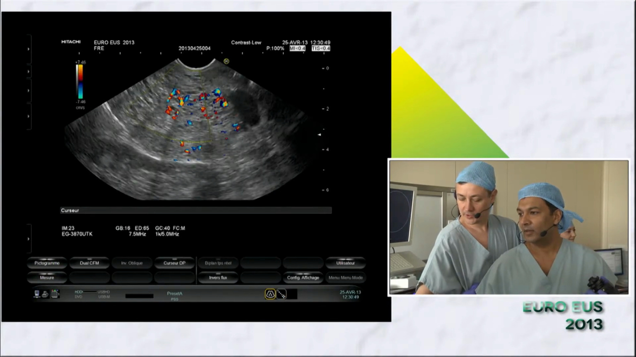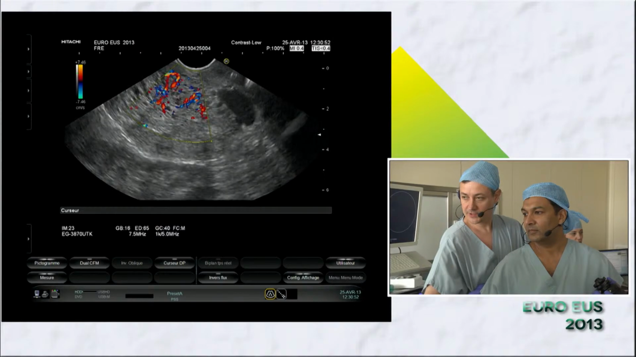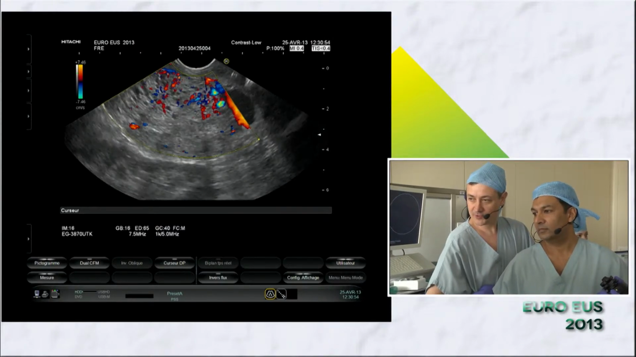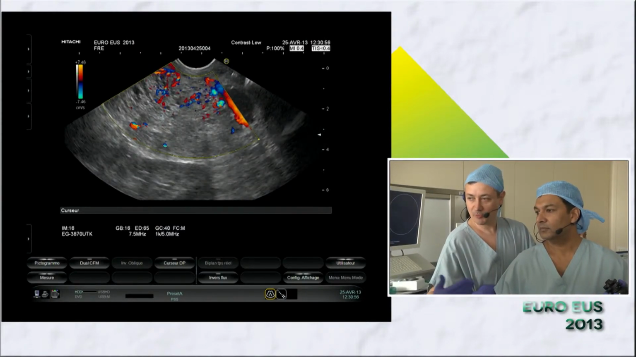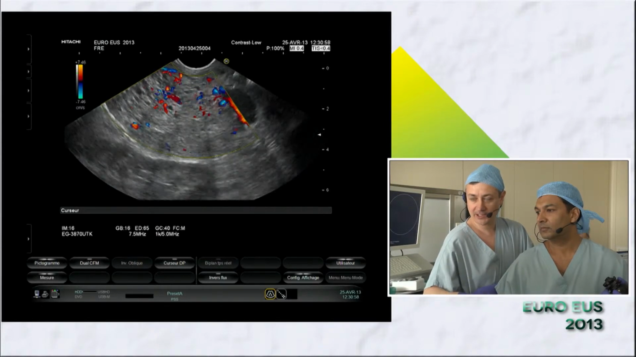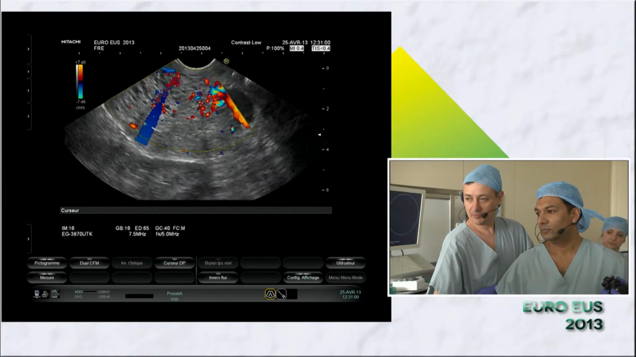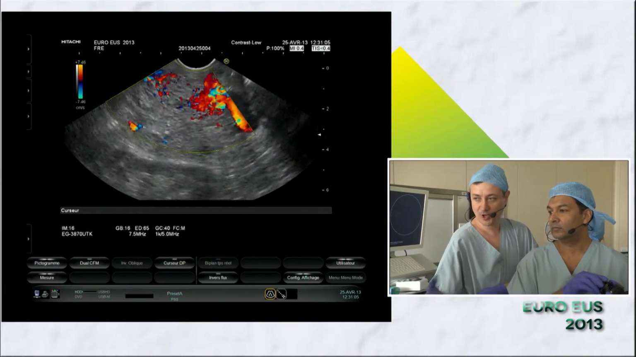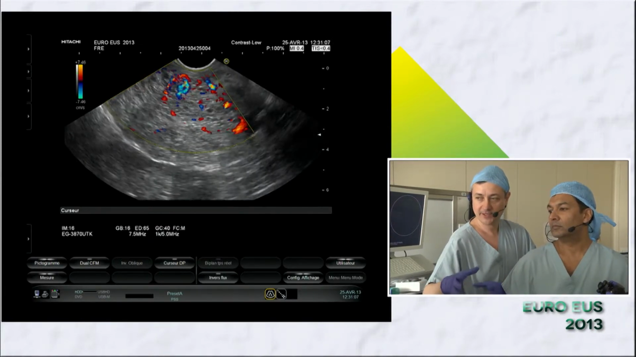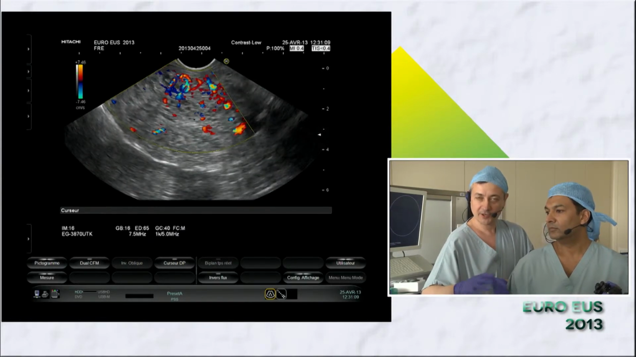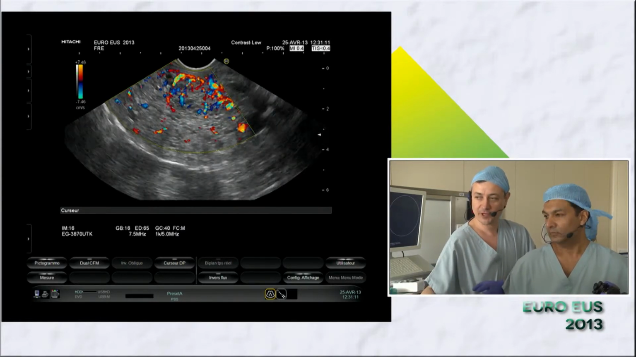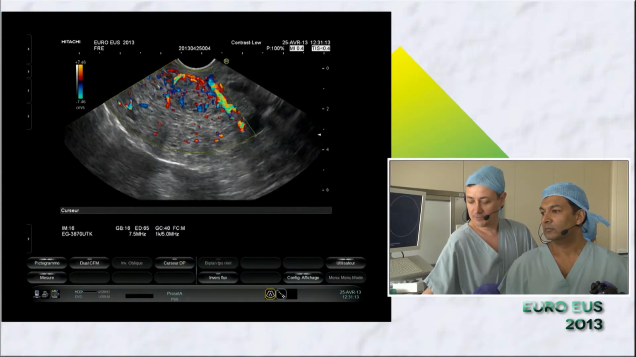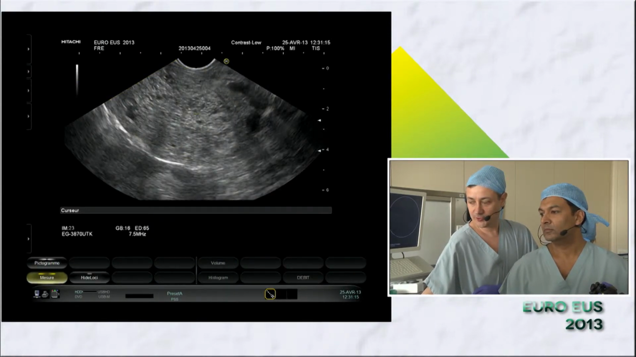Let's try also the usual Doppler, and you can see it's really vascular. So you see, only with the usual Doppler you can appreciate that it's a highly vascular lesion. So we'll see how it looks with the contrast. One of the problems with Doppler is that there are a lot of artifacts. So if the endoscopist moves a little bit, then you see a lot of flashing artifacts. So then we will try to change it again.